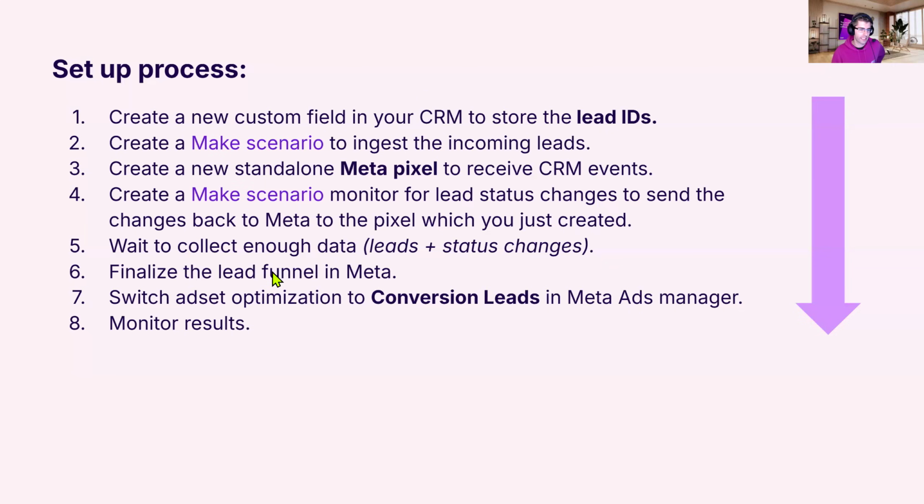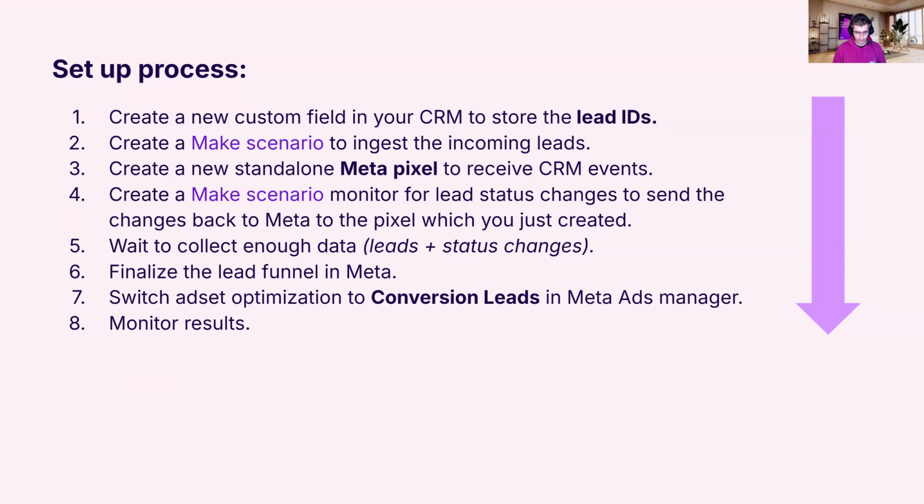And once you finalize the lead funnel, you are going to be able to switch the ad set optimization from pure lead volume to conversion leads in the Meta Ads Manager. And the last step is obvious. You will monitor the results and make sure it's actually generating better performance than what you had when just going for the volume. So that's it.